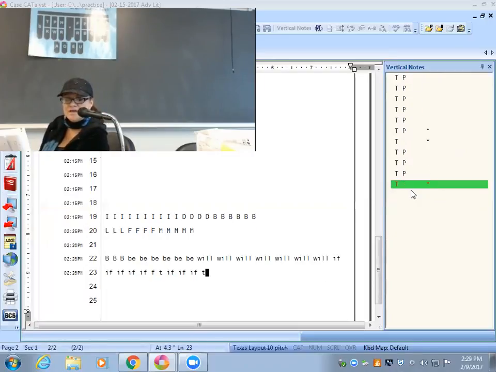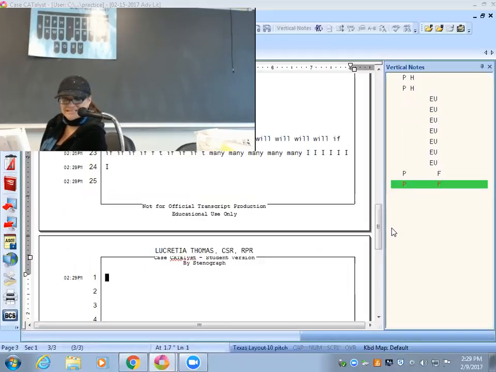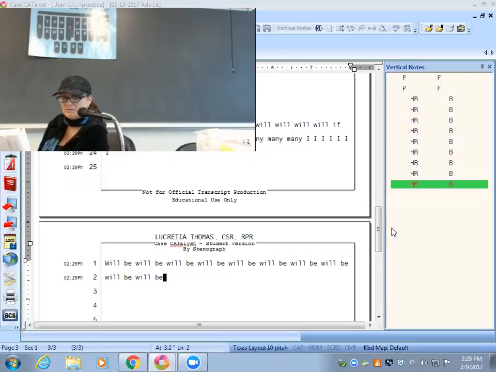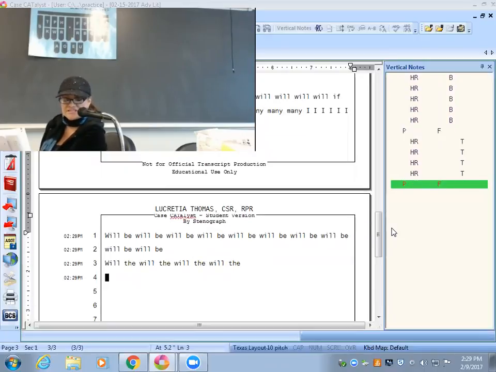And then you have many is M, the initial M by itself. Notice it's on the initial side. And then I, we know that one is EU. I is EU. Okay? Will be is the phrase. Remember, you have to stroke it together. HRB. HRB is will be. And then you have will the together. HRT. Will the. If the, FT.